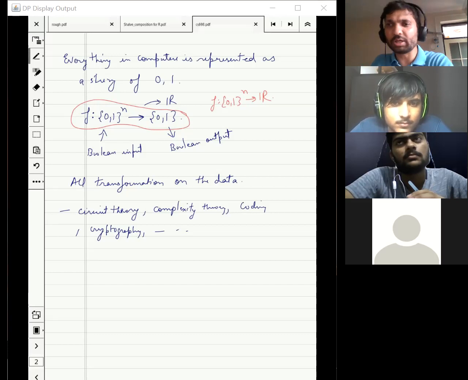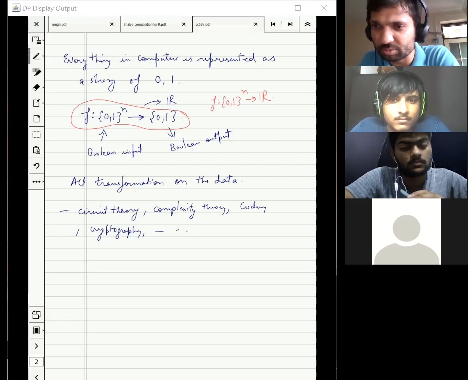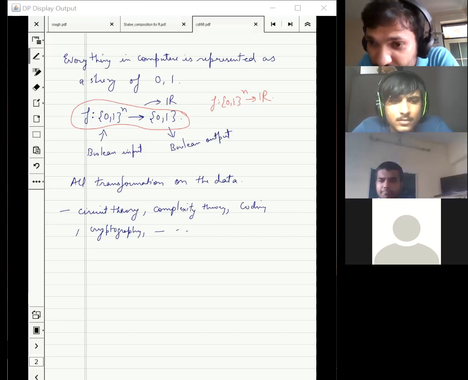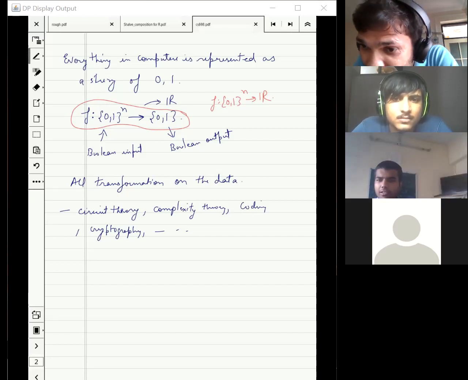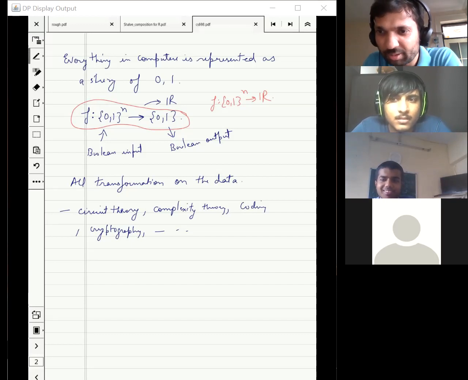Can someone tell me a Boolean function? Name of a Boolean function? Except Udit, I know Udit knows a lot of Boolean functions. So anyone else? Bernoulli trial. Sorry. Bernoulli trial. Maybe. Let's not put probabilities at this point. That will make things complicated. Probably the question is much simpler than you think.